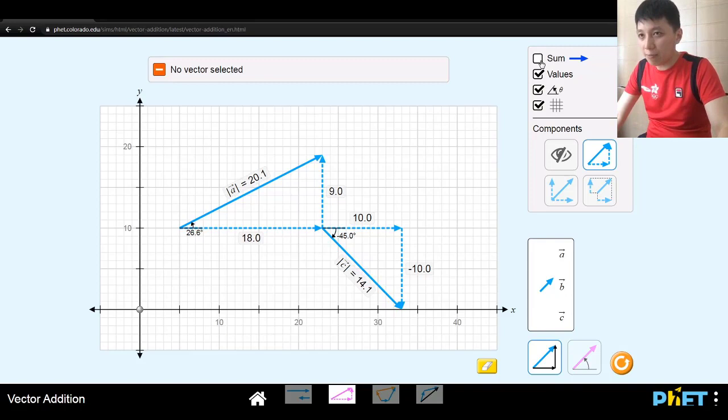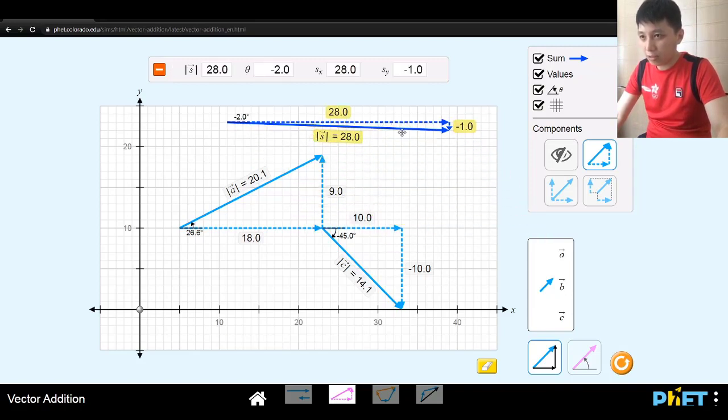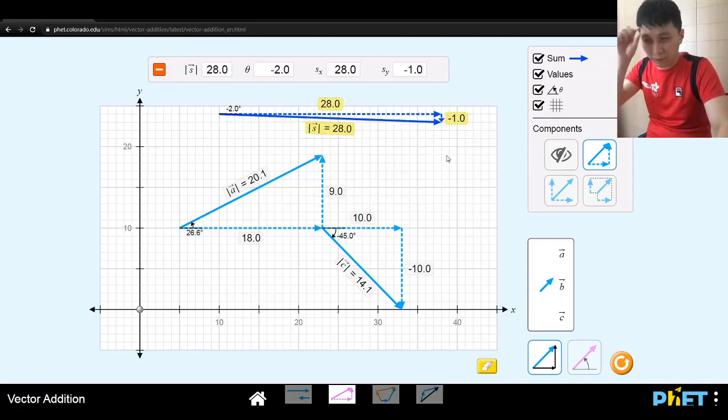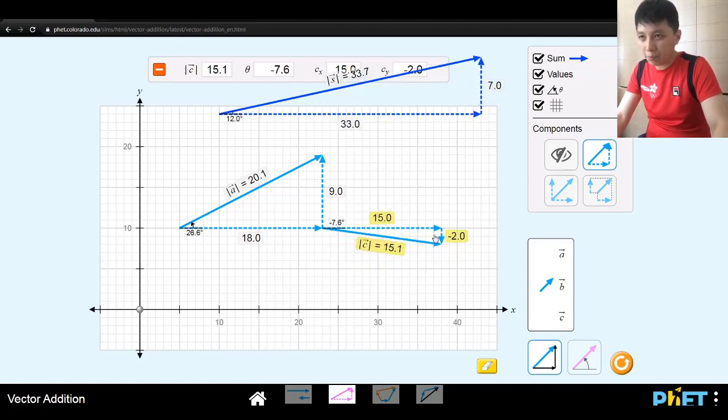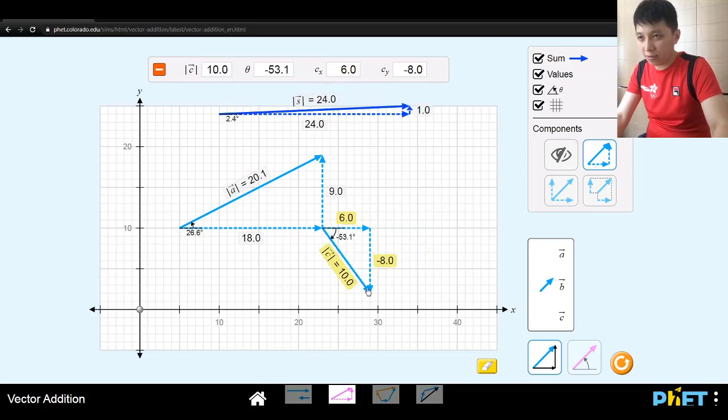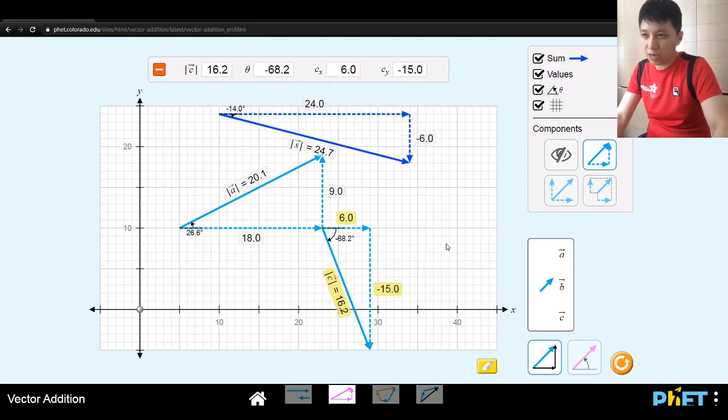So therefore, the sum, if I click this, you can see that I have a sum with the vertical component of negative 1, while horizontal will be positive 28 to the right. So you can do maybe a bit of experiment with this, then you can find out how it changed accordingly.